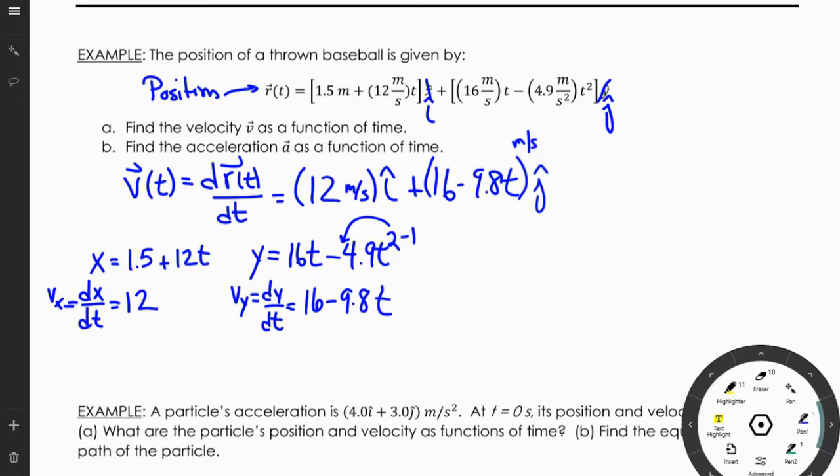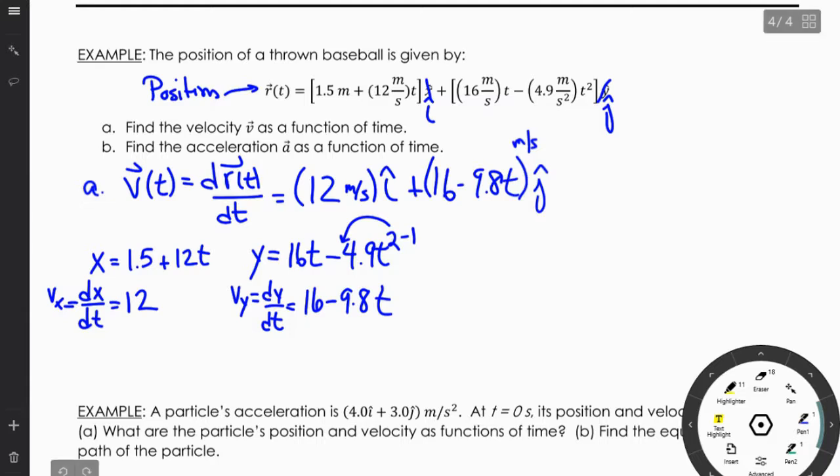So that is my A. I didn't leave much room to do part B, but there's my A, my velocity vector written as a function of time: 12 i hat plus 16 minus 9.8t j hat. They could also ask, what is the velocity at 4 seconds? And so you just plug in 4. The only place you're going to plug it in is right there. So you're going to do 12 i hat plus 16 minus 9.8 times 4 j hat.